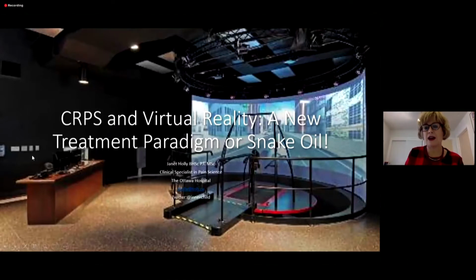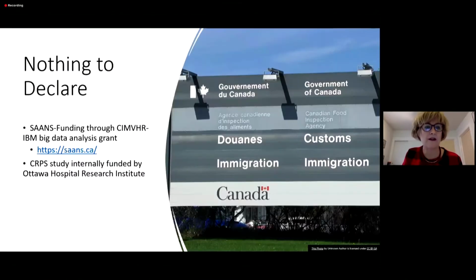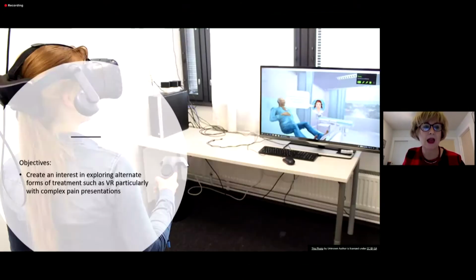So this is my place where I get to treat patients with my colleagues who are part of our research teams. I have nothing to declare. I am involved in two research studies, one funded by IBM and Simvar, and the other is an in-house funded project, which is the one I'm going to talk about.